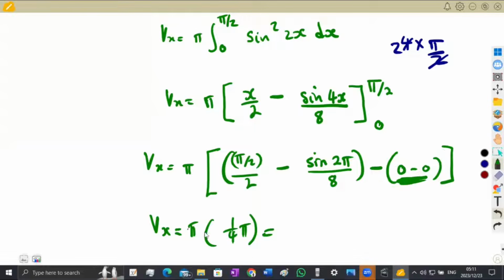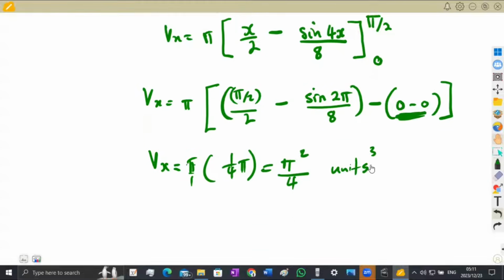So this will be 1 over 4 pi times pi, which is simply 1 over 4 pi squared. So it's simply pi squared over 4, right? This one is the same as 1. So pi and pi is going to be pi squared times 1, which is pi squared over 4. So that is our volume. And remember, volume is measured in what? Cubic units, right?